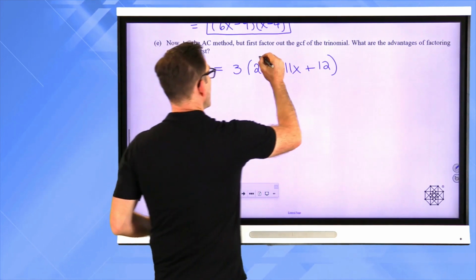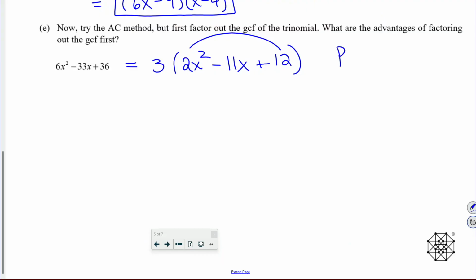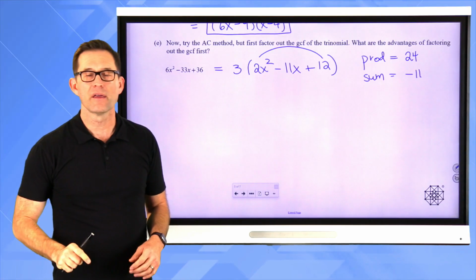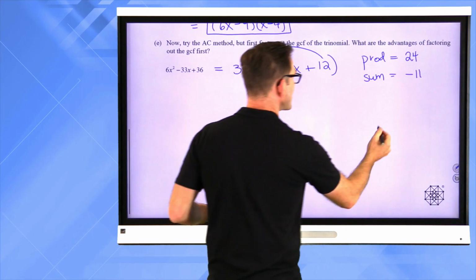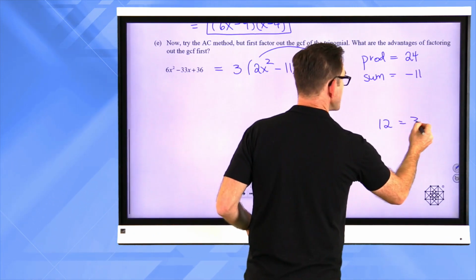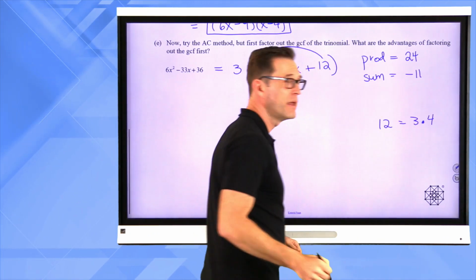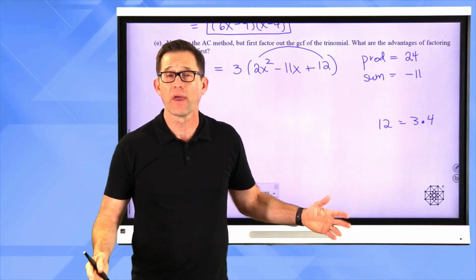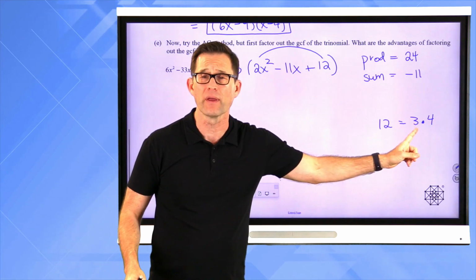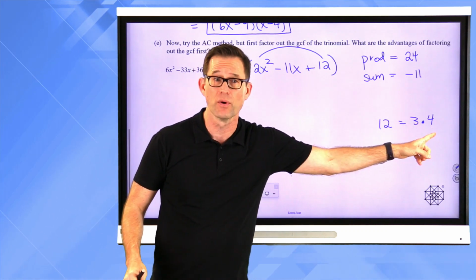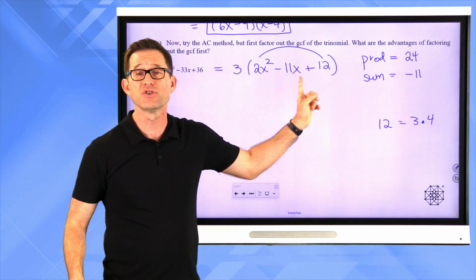So I look at this and I want two numbers that have a product equal to positive 24 and a sum equal to negative 11. Now you might be saying, well, what about the 3? Don't worry about the 3. If I were factoring the number 12 completely and I wrote it as 3 times 4, I need to keep factoring because 4 can be broken down further. I don't have to worry about the 3. I would just say that's 3 times 2 times 2. Same thing here.